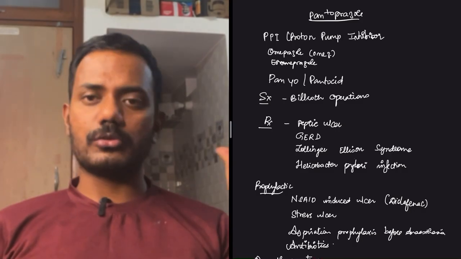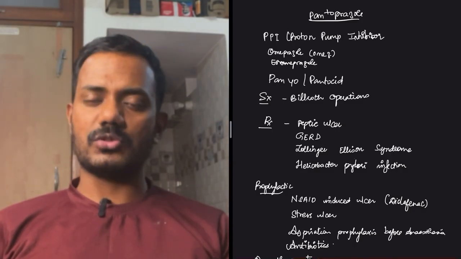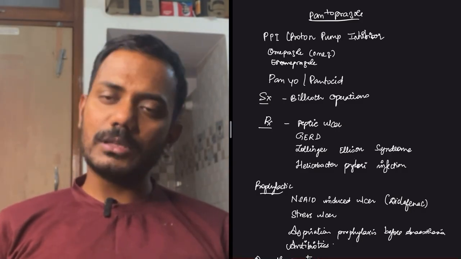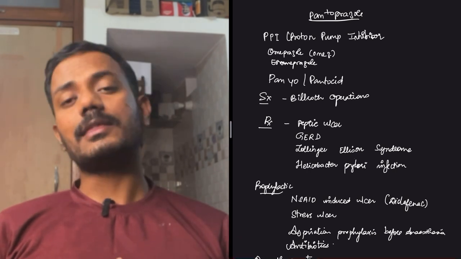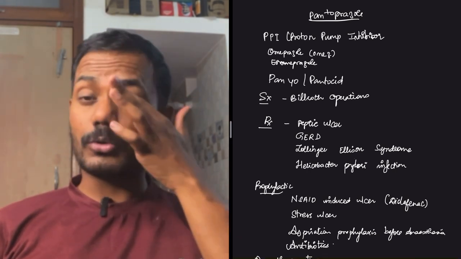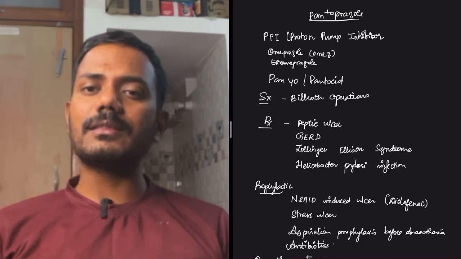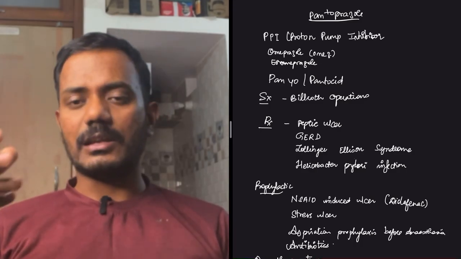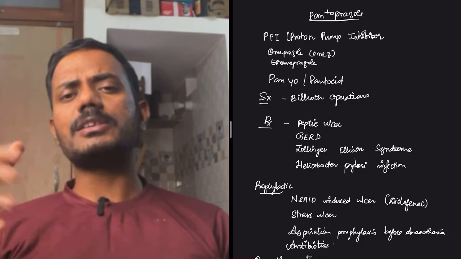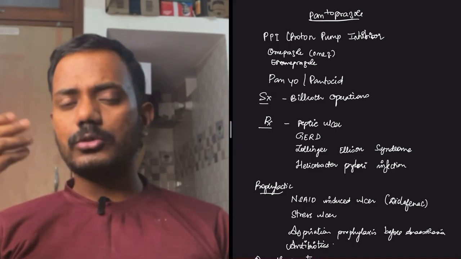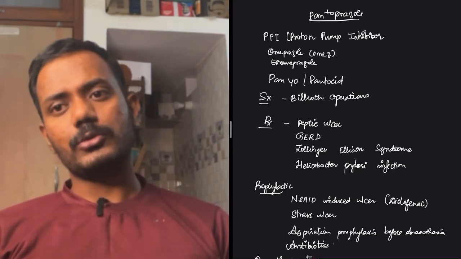So in such diseases also, to reduce the damage and the sensation of heartburn, we usually give this drug, pantoprazole. Apart from that, there is a condition called Zollinger-Ellison syndrome. This is not a common condition. In this condition, the gastric secretion, the hydrochloric acid secretion itself, is much higher when compared to usual persons with normal secretion, like you and me.